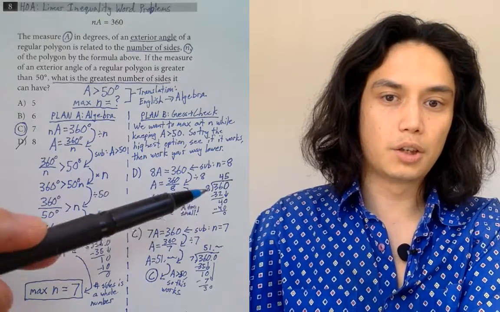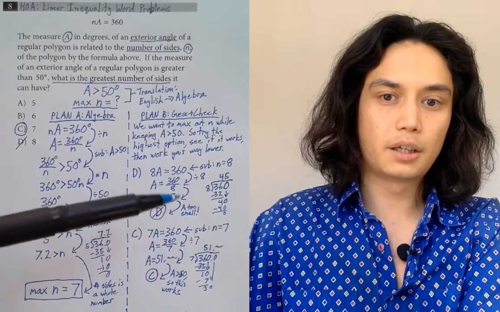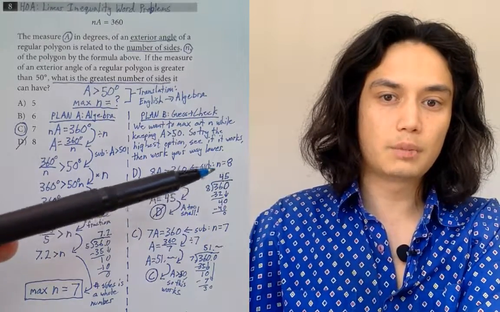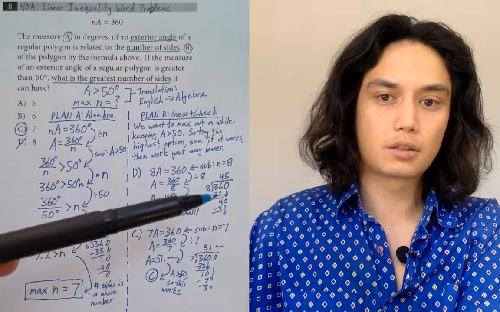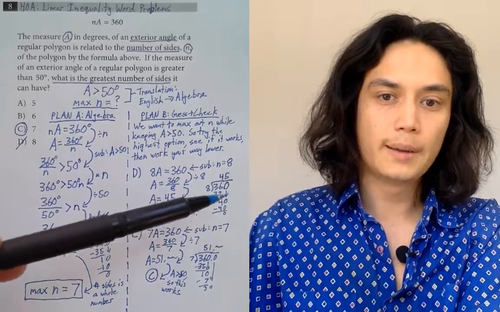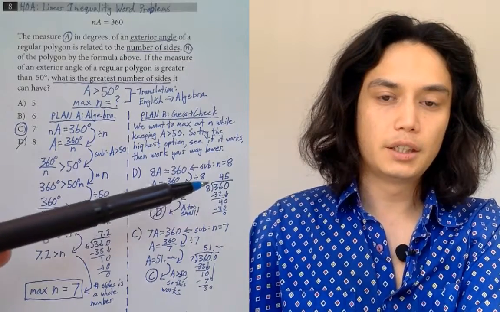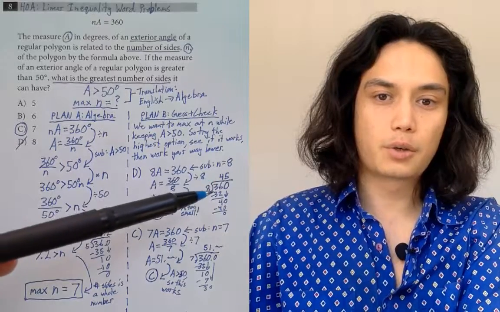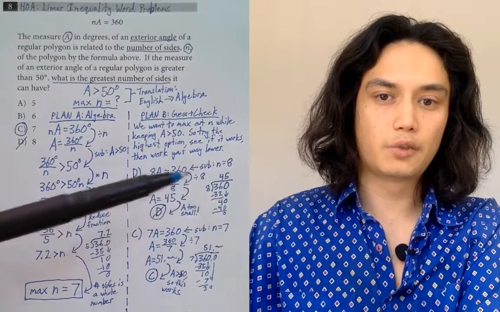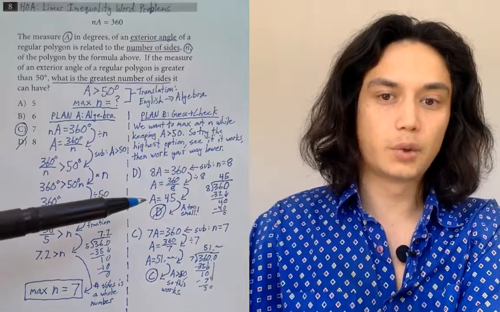Then we need to do a little bit of long division. What's 360 divided by 8? Well, 8 goes into 36 4 times. 8 times 4 is 32. So 36 minus 32, that's 4. The 0 drops down. This is a 40. 8 goes into 40 5 times, and that's a remainder of 0. So 360 divided by 8, that's 45. Okay, so A is 45.